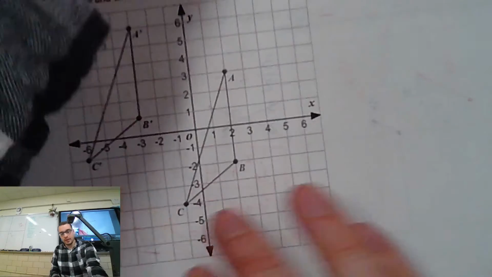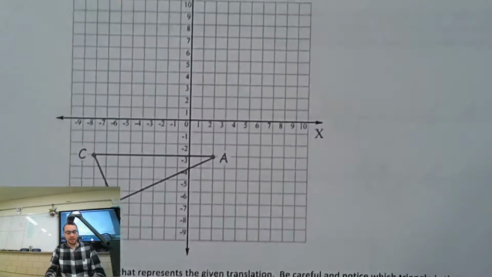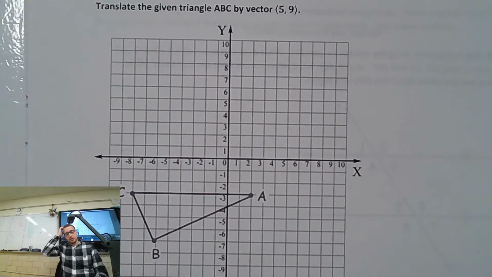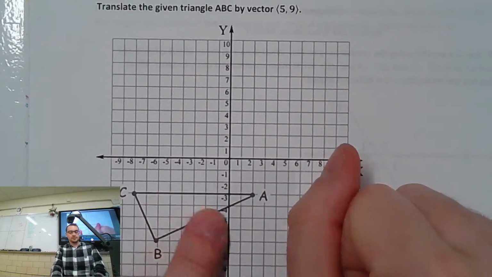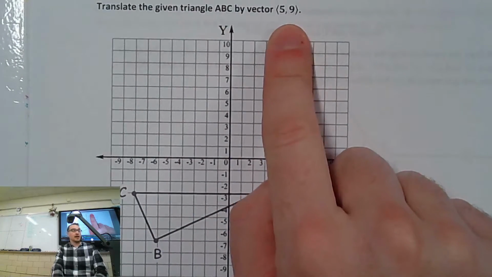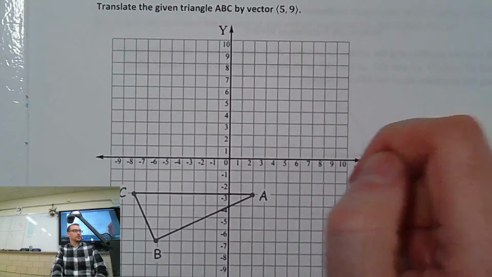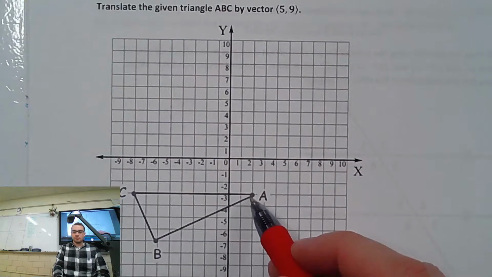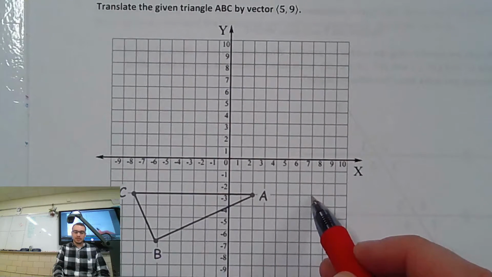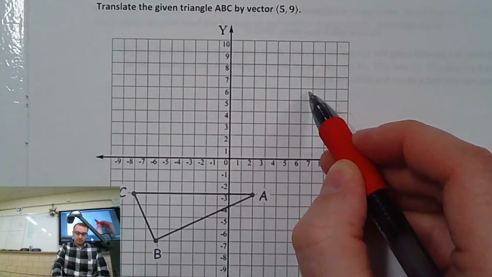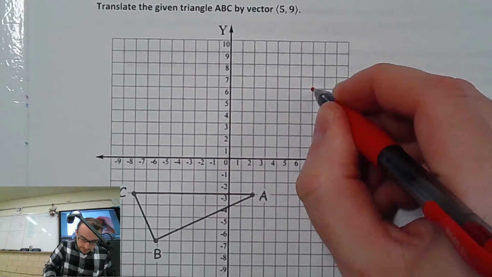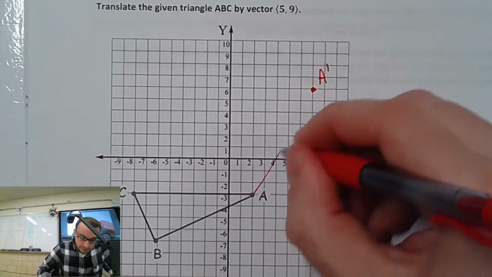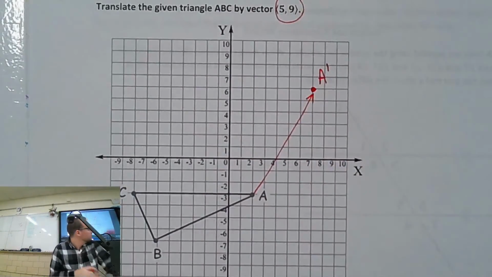Cool. Next page, it says translate by a vector. Translate means to slide it. Vectors are movement. So we're going to move all of these points for this triangle by 5, 9. That means 5 to the right and 9 up. So move everything 5 to the right and 9 up. That's all it's saying. So here's what we're going to do. Let's pick point A, move it 5 to the right, and 9 up. So 5 to the right and 9 up is here. That's new A. A prime is what we call that. And we moved it by this vector, this guy.